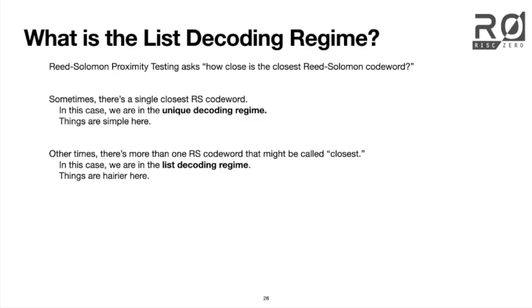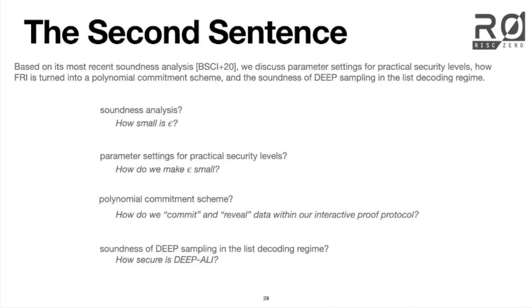Now, let me just invite the idea that unique decoding is where things go as you would hope, and list decoding is where things are a little bit more complicated. So going back to the phrasing, it says soundness of deep sampling in the list decoding regime. For the purposes of this moment, let me just say that last part is the hairy part of the analysis.